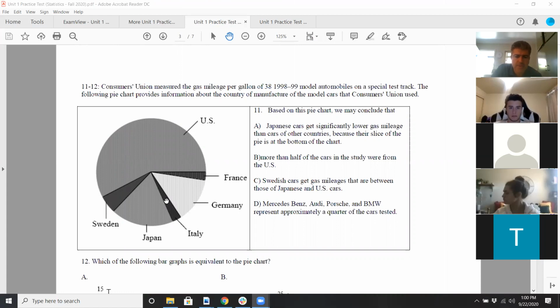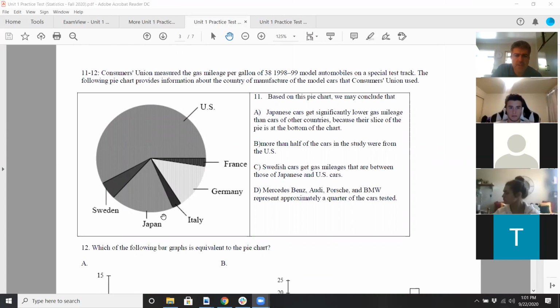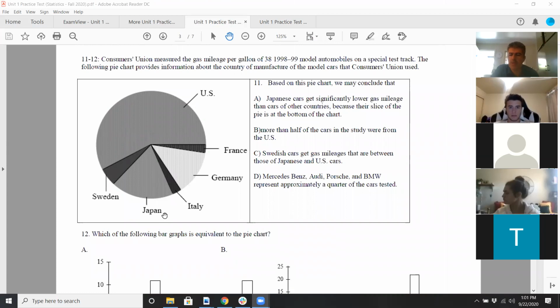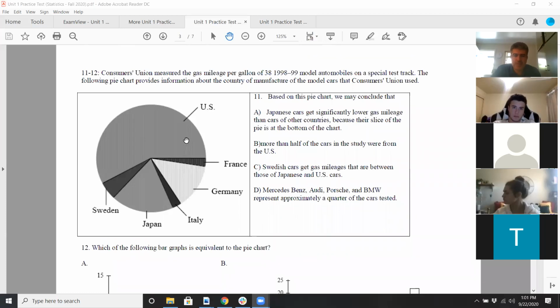And this is where the cars are from. Okay. So based on this pie chart, what can we conclude? It seems like most of the cars came from the USA. They don't give us numbers, but it's a bigger piece of the pie. I don't know anything about the mileage though.